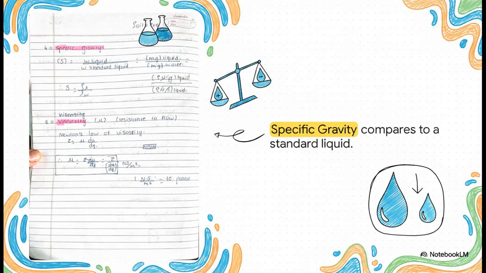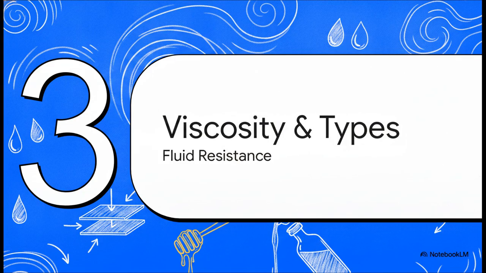Building right on those foundations, we get specific gravity. This is an incredibly useful ratio, usually denoted by S, which compares the specific weight of our target liquid directly to the specific weight of a standard liquid. For liquids, that standard is almost always just pure water. So it's a quick, unitless number that instantly tells us if our fluid is heavier or lighter than water. Pretty handy, right?